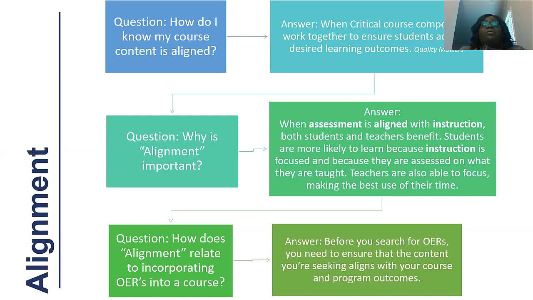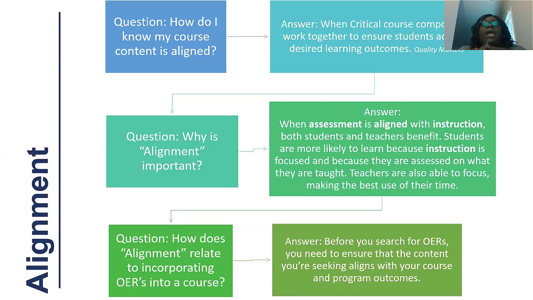So how do I know if my course content is aligned? When critical components of a course work together to ensure students achieve desired learning outcomes, your course is in alignment. So going back to the strategy that I engage faculty in when I'm doing consultations in regards to brainstorming: if you start with course level outcomes and use what I call the waterfall or trickle down effect, meaning that everything else that comes after is directly related and derived from those course level outcomes, then your content will be aligned.